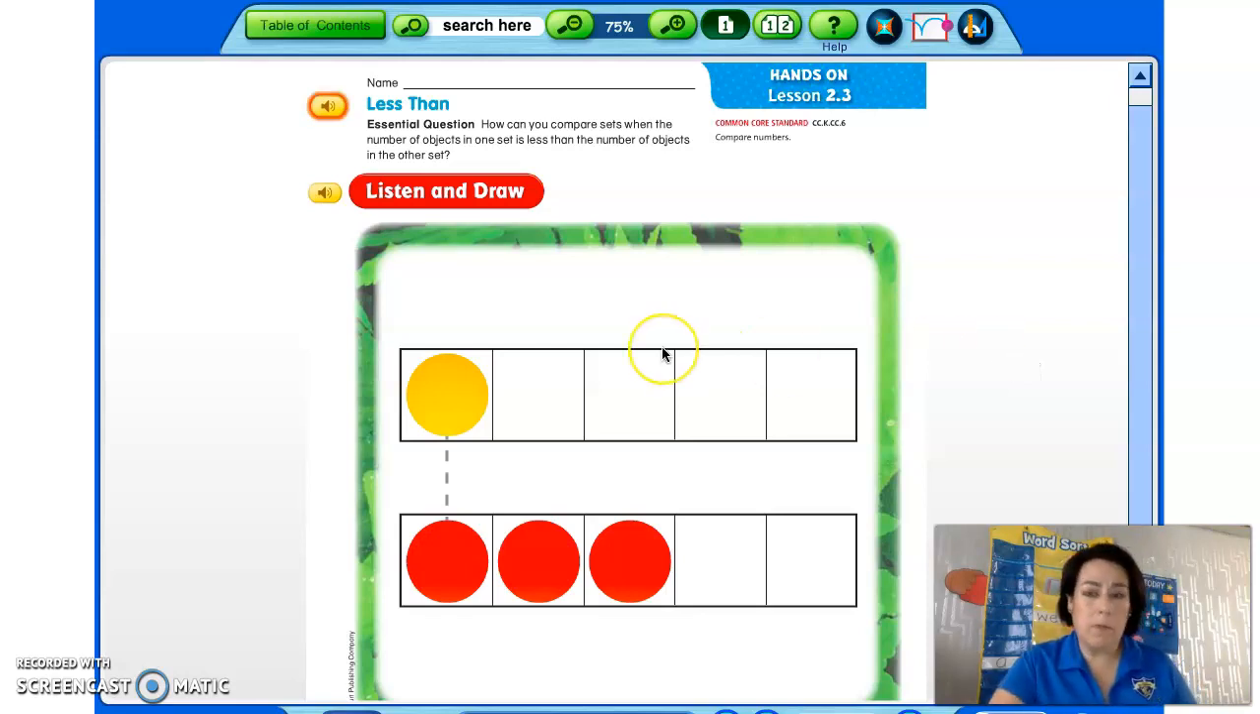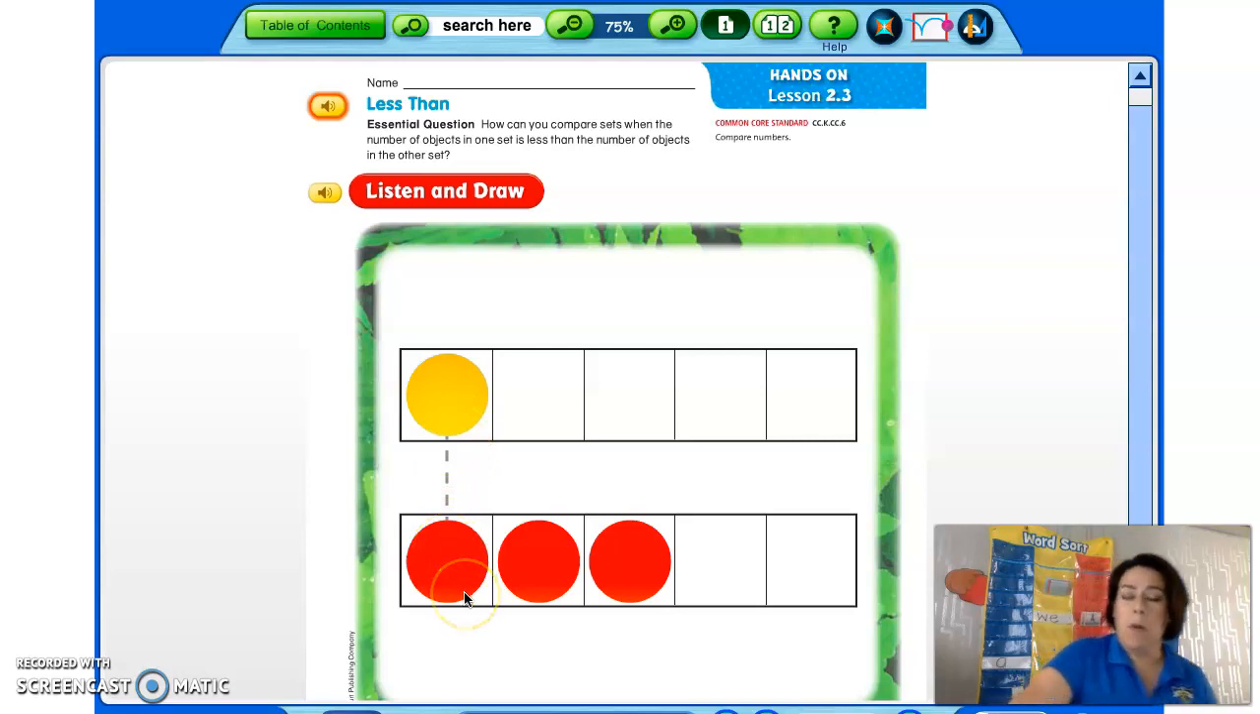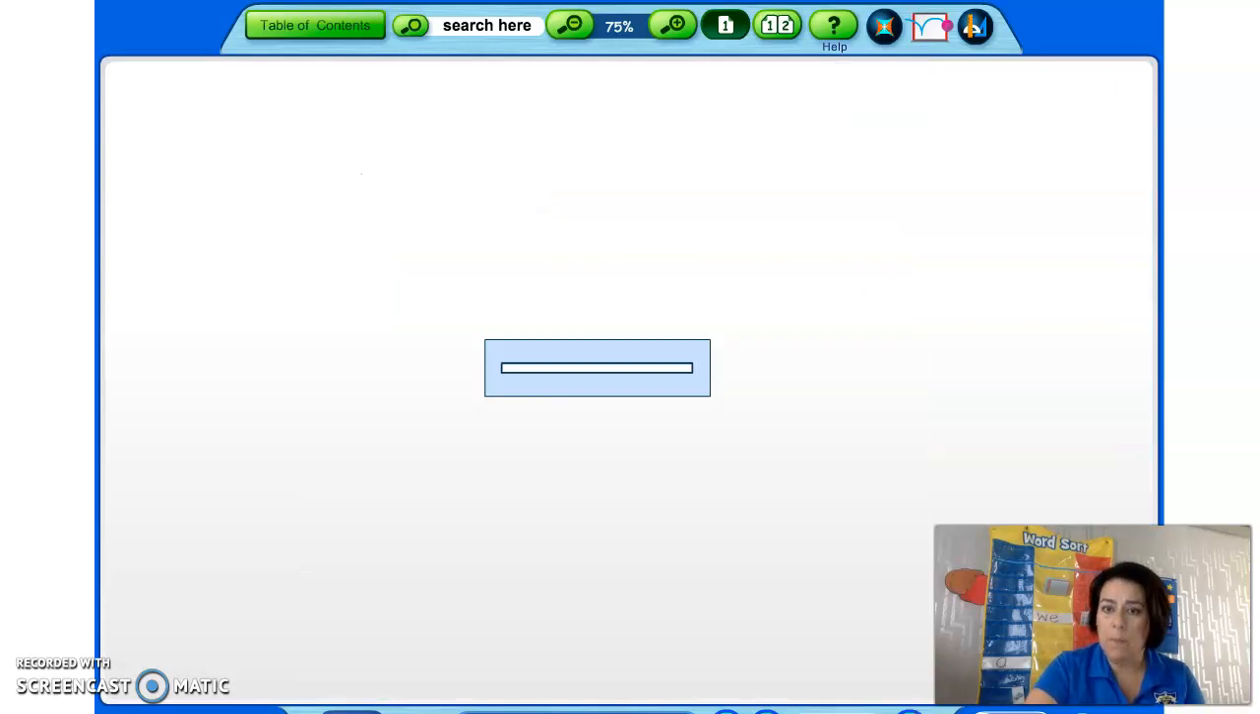Okay, so super easy. You just have to count how many yellow counters? 1. How many red counters? 1, 2, 3. So you just have to trace a line to connect the only yellow counter to the red counter. Okay, so right here on this page, the less than number will be 1, the yellow counter. Very good. That's less than the red one.